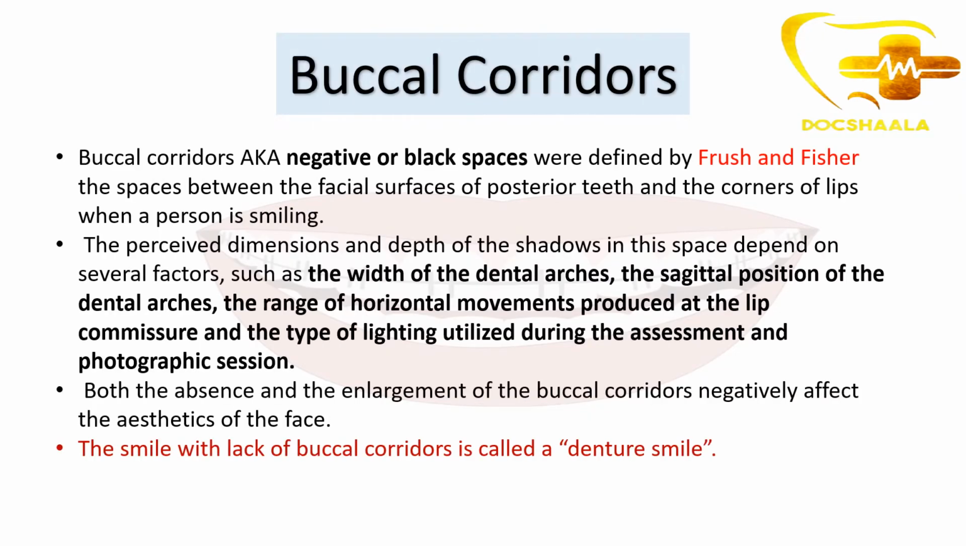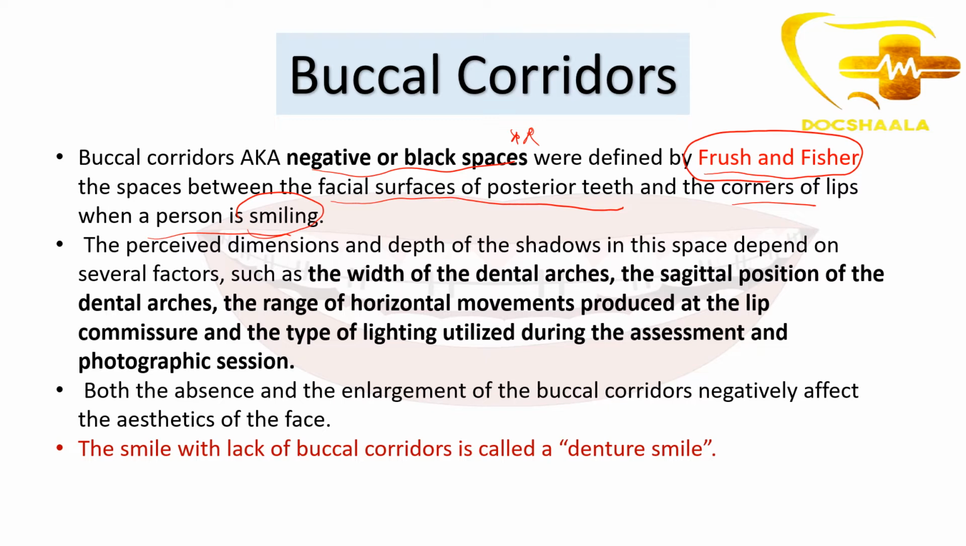So buccal corridors are also known as negative or black spaces. They were defined by Frush and Fisher. It is the space between the facial surfaces of the posterior teeth and the corners of the lip when a person is smiling. Okay, the person has to smile. So when this person is smiling, it is the space we find between the facial surfaces of the posterior teeth and the corners of the lips.